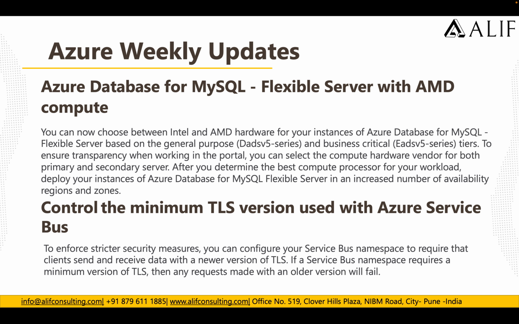The next update which we have is for Azure Service Bus. Now we have options to control the minimum TLS version that will be used by the namespace. So let's take an example. You are on TLS 1.2, but your client is on 1.0, and they are getting authenticated with the Service Bus, but there is a risk because your client was on an older TLS version, and that's a security risk. So that's where you can specify and control that any client coming from a lower TLS version should not get authenticated, and their authentication will fail. So that's a new feature on Azure Service Bus.